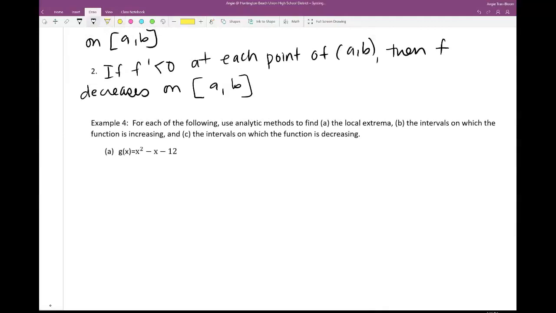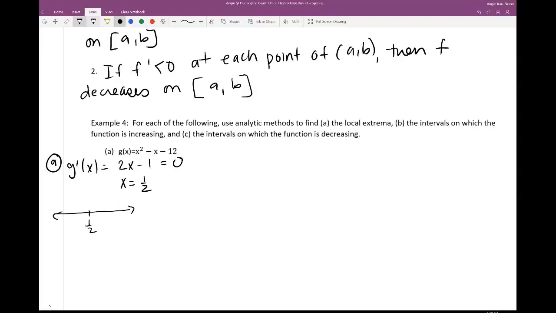Example 4, for each of the following, use analytic methods to find A, the local extrema, B, the intervals on which the function is increasing, and C, the intervals on which the function is decreasing, okay? So first I need to find the derivative anytime I'm asked to find the local extrema. So let's do the derivative. g prime is 2x minus 1. Set it equal to 0. x is going to come out to be a half. Okay. I have no endpoints, so this is the only thing I am going to use.